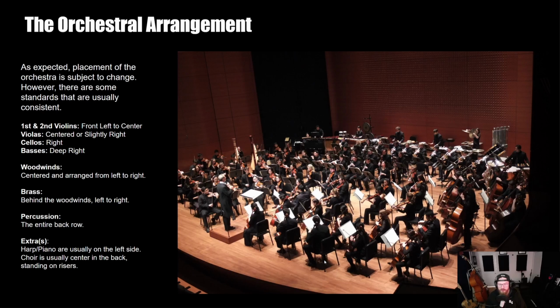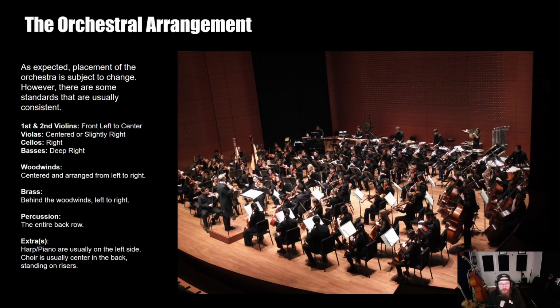So the orchestral arrangement, as expected, placement of the orchestra is subject to change. However, there are some standards that are usually consistent. So the violins are typically left and left center. Violins will pretty much never be on the right. Violas can be centered or slightly right. The cellos are pretty much right, sometimes like center right. And then the basses are always deep right. In this situation, they're a little further back and the cellos are on the front. Oftentimes I'll see basses like right here on the front of it, but it's all subject to change. The general idea is left to right is high to low, somewhere in there.